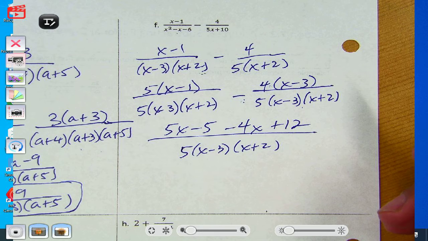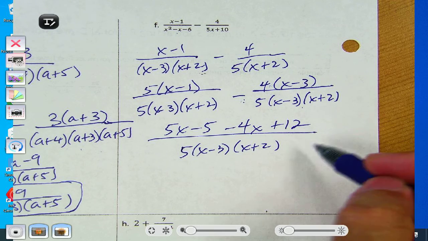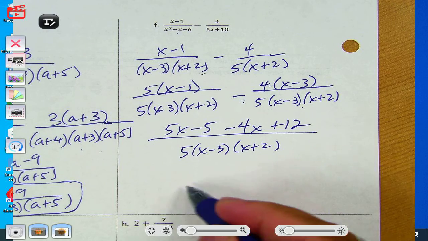So we don't actually have to work it out? Didn't I just work it out? No, I'm talking about actually subtracting. This is not my answer. I'm not finished.